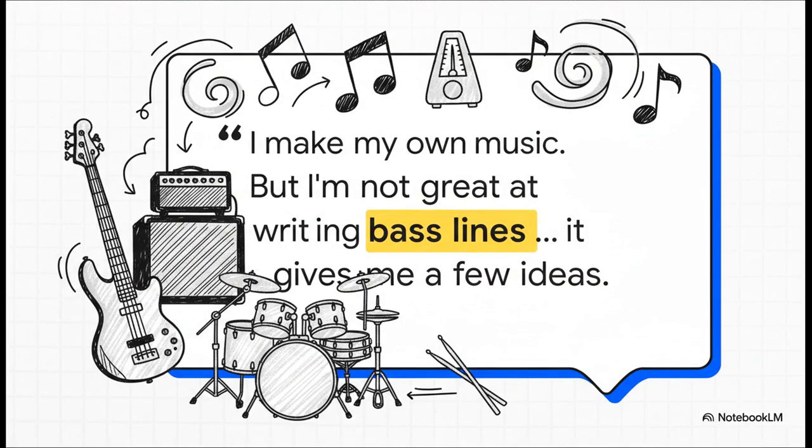Now this one, I absolutely love this. This is such a clever way to use the tool. This person is already a musician, but they get stuck on writing bass lines. So what do they do? They feed MuGen the chords and tempo they've already written and just let it spit out ideas for the bass part. It's not a composer, it's a collaborator, a brainstorming partner. That's a real game changer.